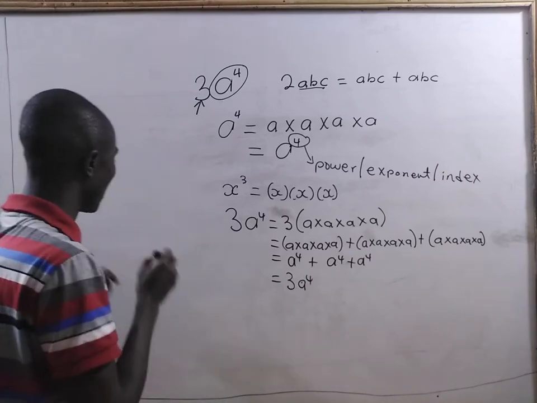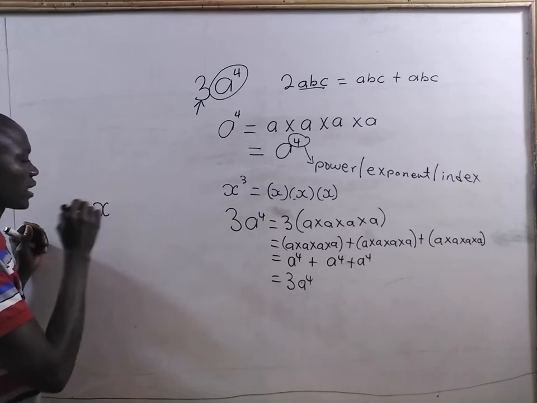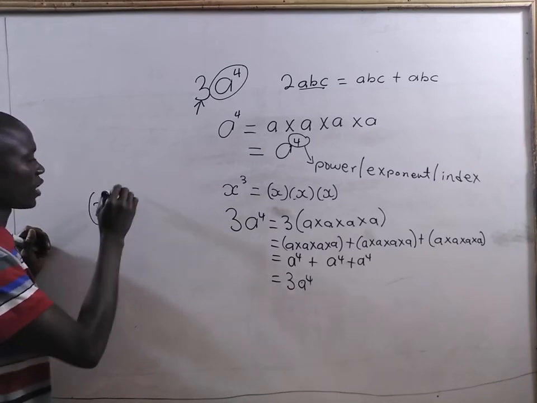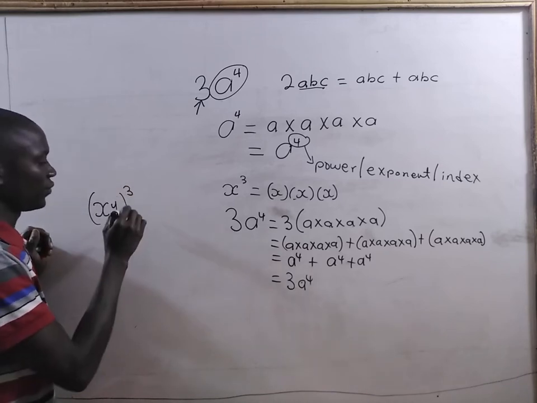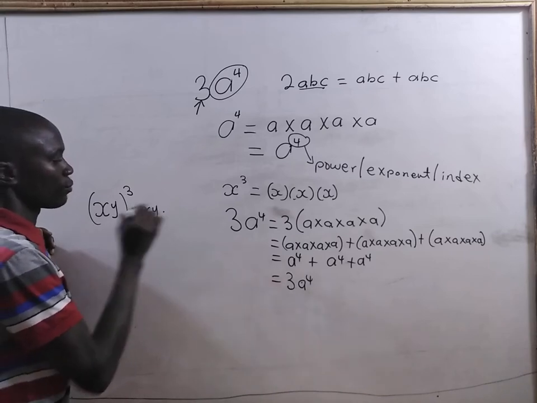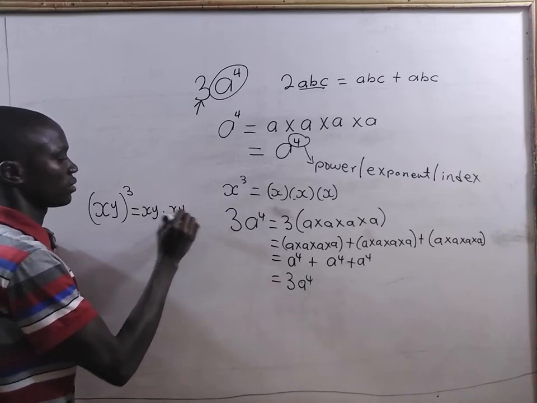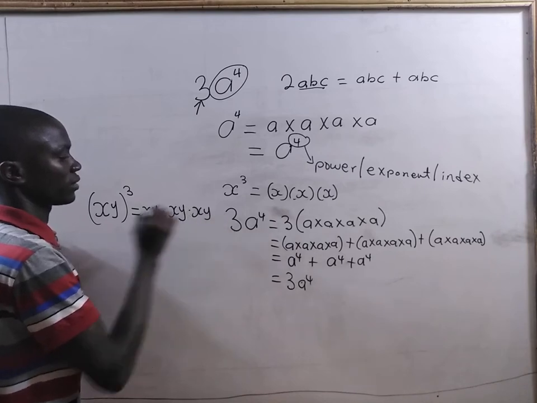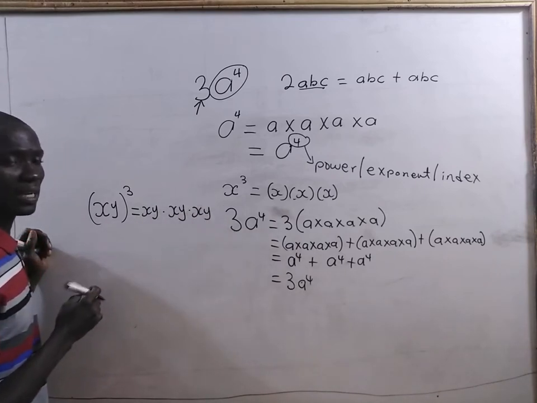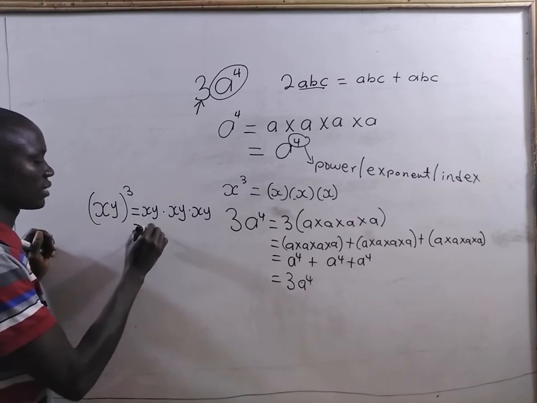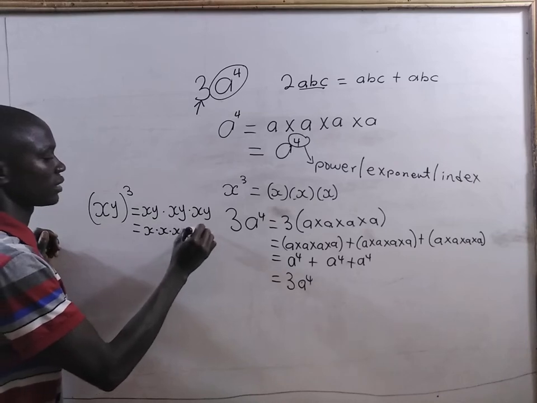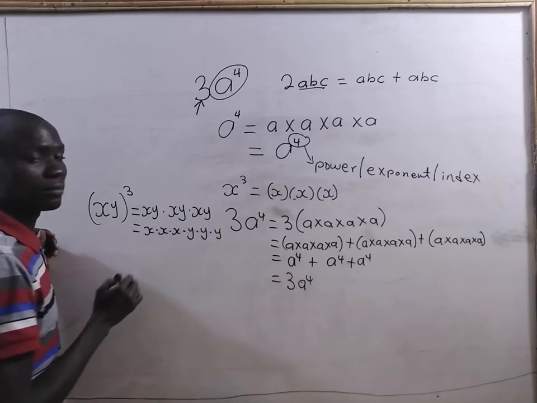So now, if I have, let's say, xy to the power 3, this simply means that I have xy multiplying another xy multiplying another xy. So I have xy multiplying itself 3 times. And you see that this is the same as x times x times x times y times y times y.